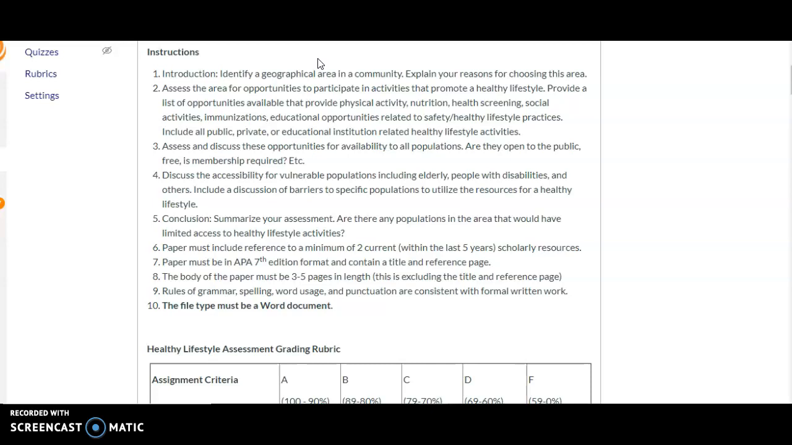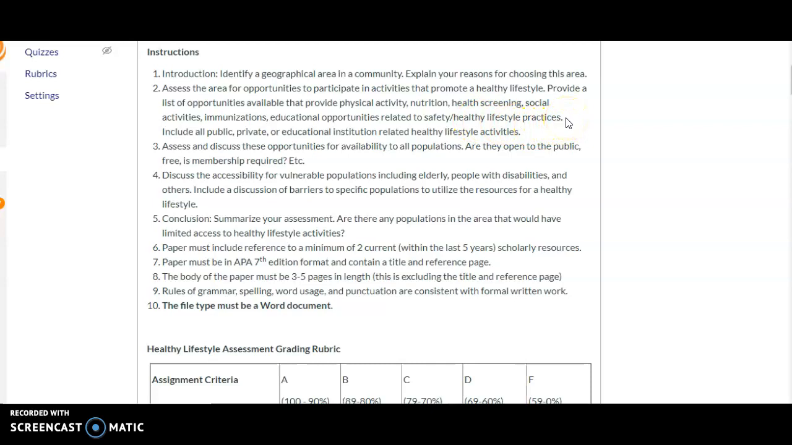So the first thing you've done is you found your area, and that's a good thing to have a nice area and a lot of opportunities that you can assess in that area. Then the next thing you will do is look at what's available in that area to promote a healthy lifestyle. What can I do if I live in this area to stay healthy? And these are the criteria you should look at: physical activity, nutrition, health screening, social activities, immunization, and educational opportunities as it relates to safety and healthy lifestyle practices.